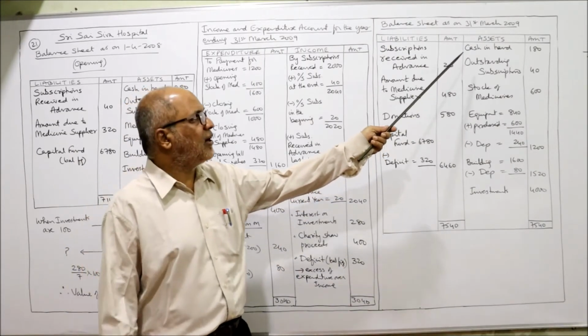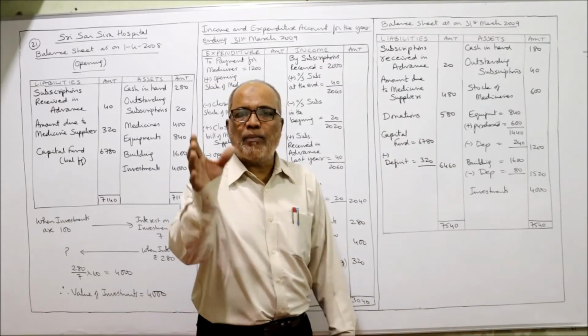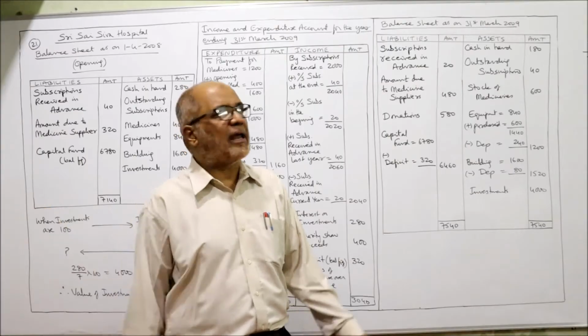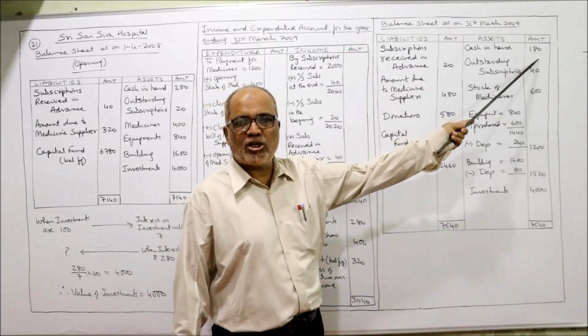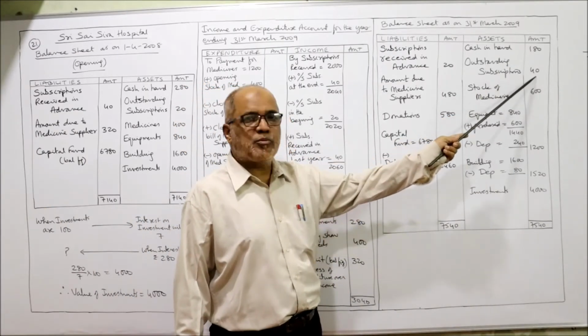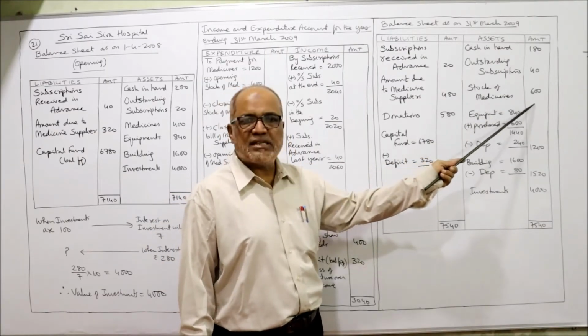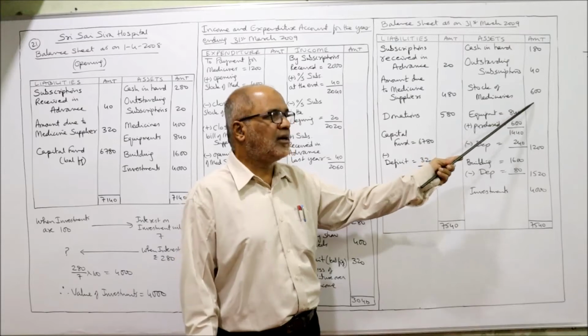Cash in hand at the end of the year, 180. In the problem, the receipts and payments account is given. On the right side, the last closing balance, you can see 180 rupees cash in hand. Outstanding subscription, current year's outstanding, 40. And stock of medicines at the end of the current year, 400.